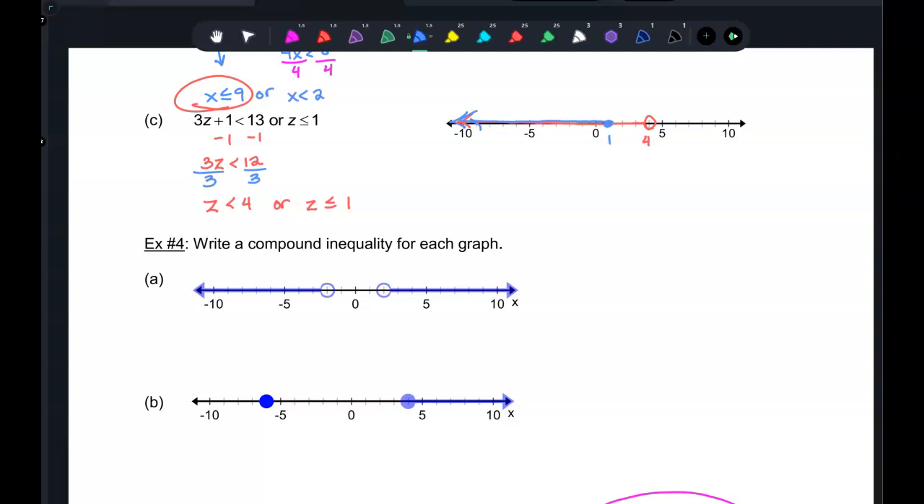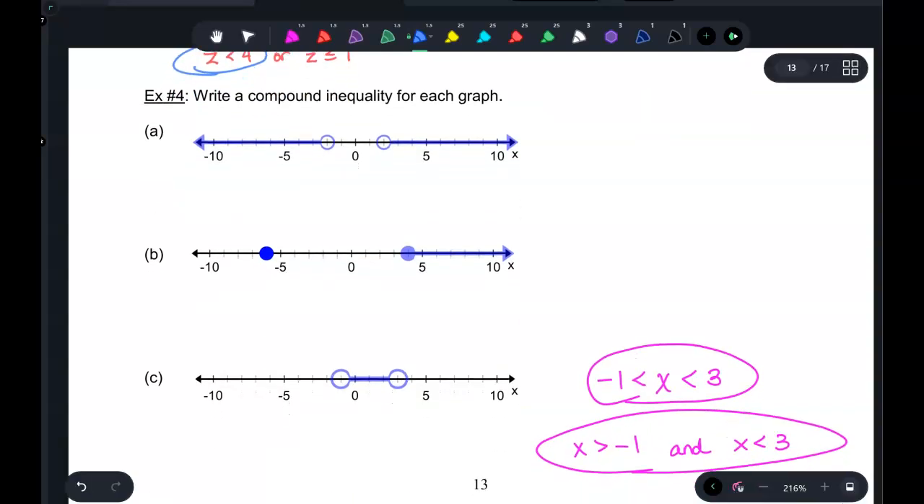So which one ended up shading more of the region? Z less than. So that's going to be my actual answer here. I didn't really need this part because this ended up shading more of the region. So anytime it's "or," it's as much as shaded. And if something happens to overlap, that's fine. It's just we don't need that as part of our answer.